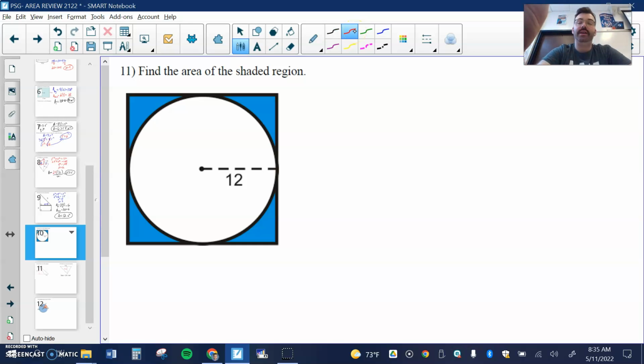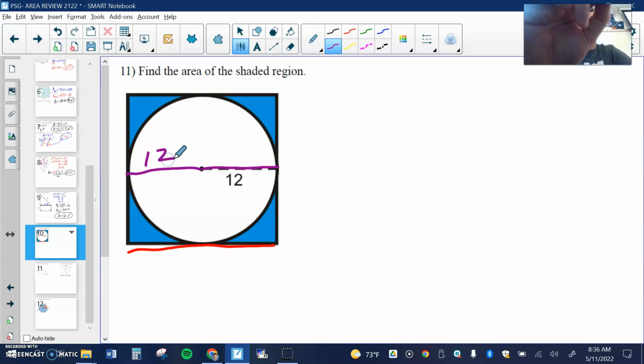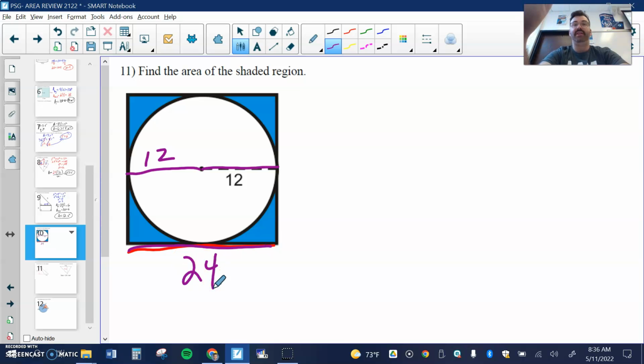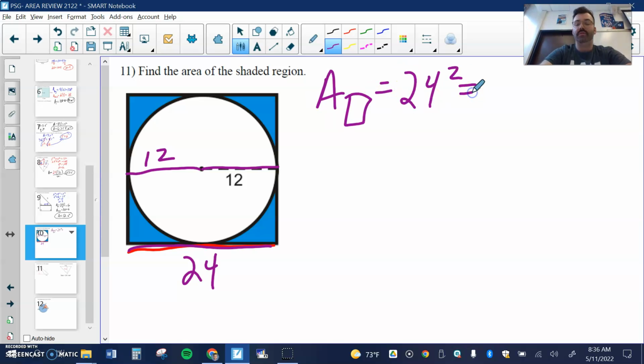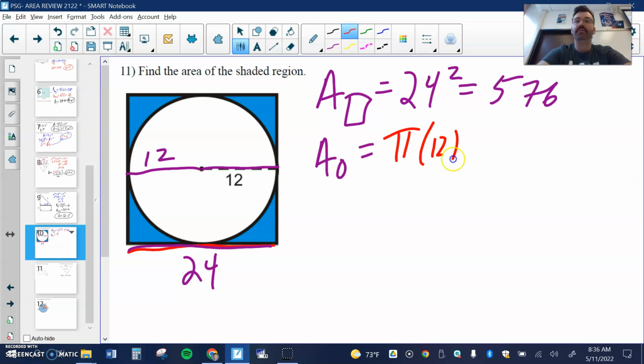Another shaded region problem. All right, well, it gives us the radius of the circle. Remember, we're going to do the outer minus the inner. That's good, but we need to find the length of this side here. Well, I know this is 12, which also makes this 12. So that makes this whole side 24. So to find the area of the square, I do 24 squared, which is 576. Then the area of the circle is pi 12 squared, which is 144 pi.